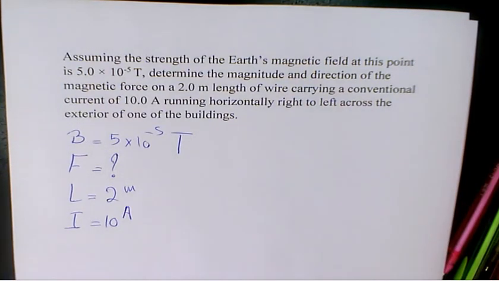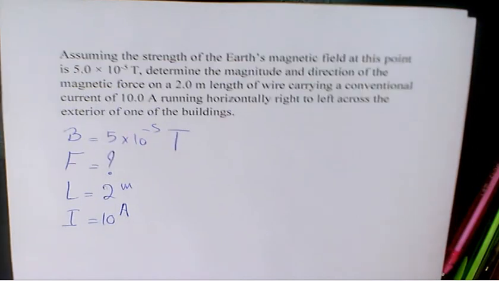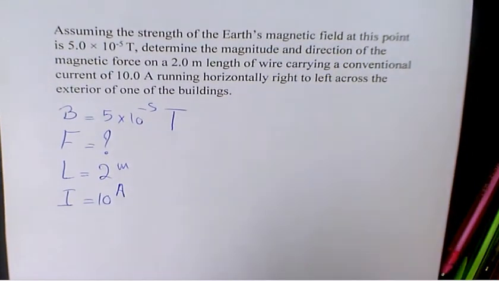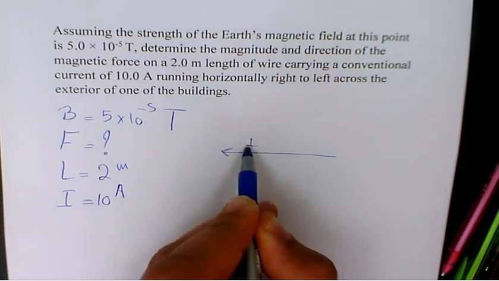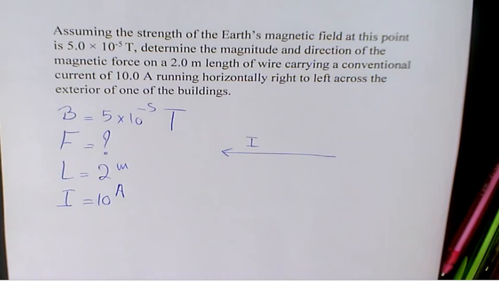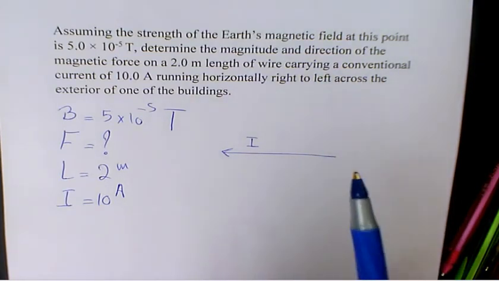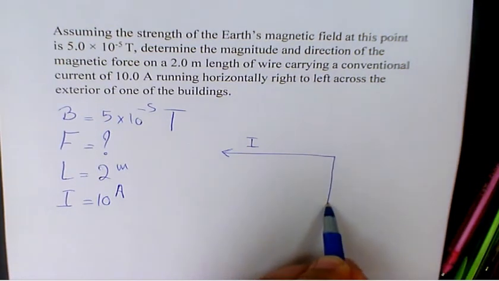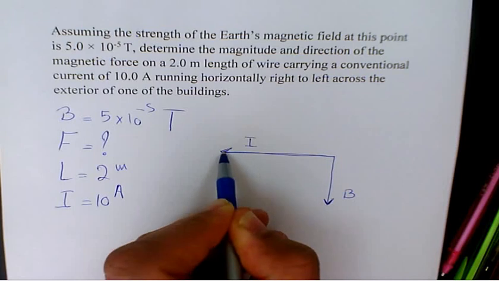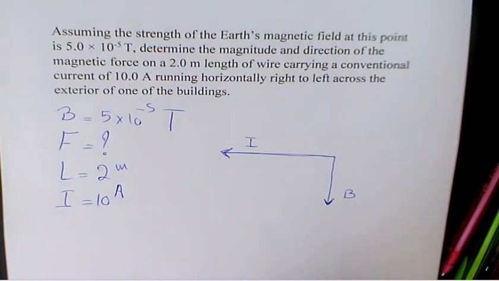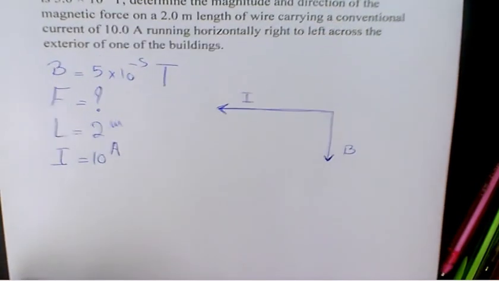The wire is running horizontally right to left across the exterior of one of the buildings. So as you see here, the wire is going from right to left. So that's going to be the direction of the electric current. And we know the Earth's magnetic field is going to be downward in the North Pole. So let's find out the direction and magnitude.